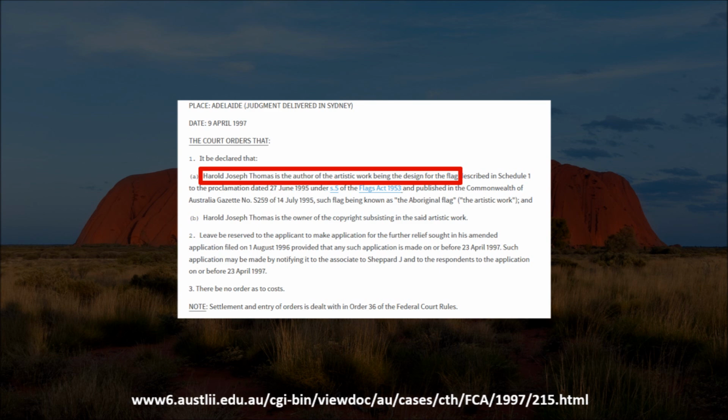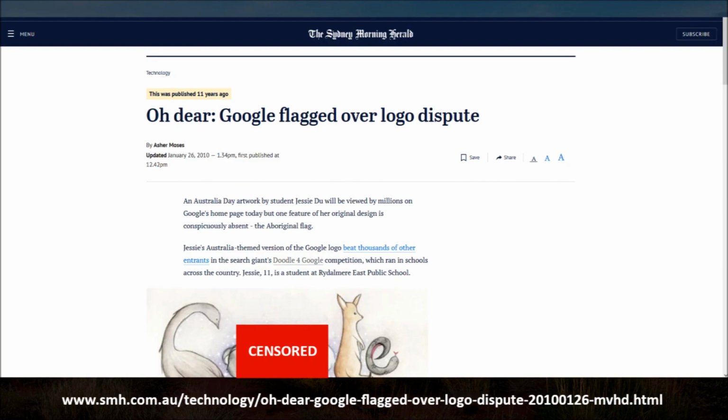Back in 2010, Thomas took on none other than Google, one of the largest companies in the world. On special occasions, Google alters their logo on the homepage. They decided to run a competition to create a doodle to mark Australia's national holiday. The winning design, created by Jessie Dew, an 11-year-old student, featured various animals of Australia along with the Aboriginal flag.